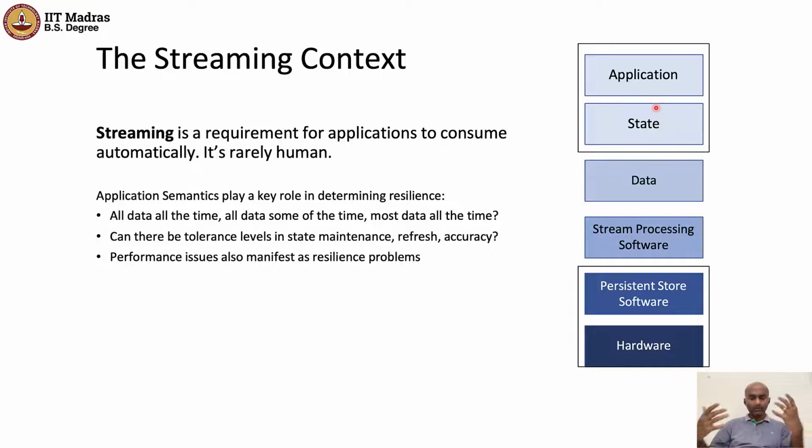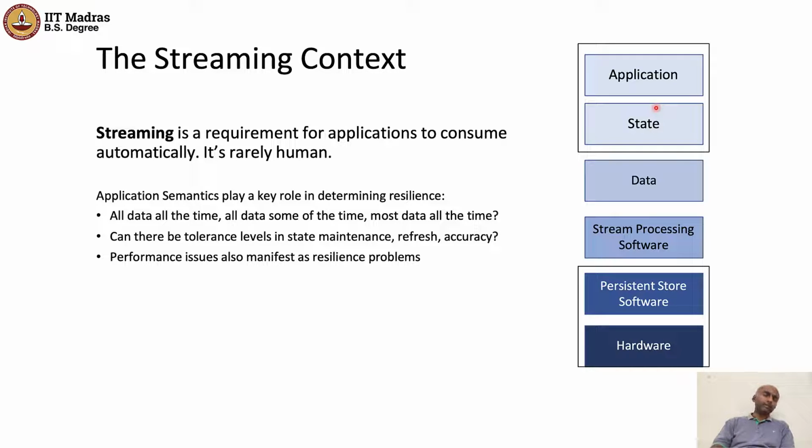But in general, we're talking about a persistent store setup, and that setup is required for stream processing to actually work. And then finally, of course, the compute and the data all run on hardware, and the hardware is closely associated with the velocity of the data that's coming in. So that's also part and parcel of the streaming context.